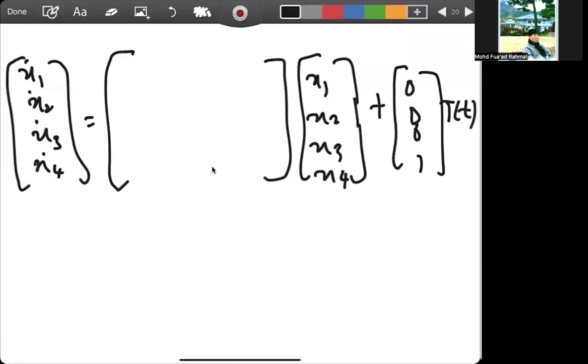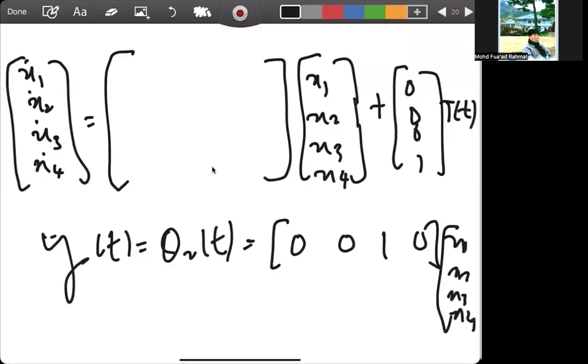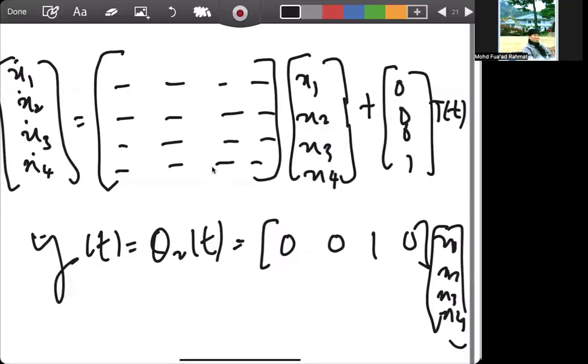The input is T and the output will be theta 2 dot, so C is 0, 0, 1, 0. And this one is from the equation of theta 1 and theta 2 dot, straight away put inside.